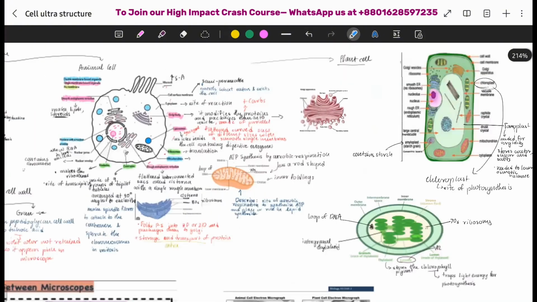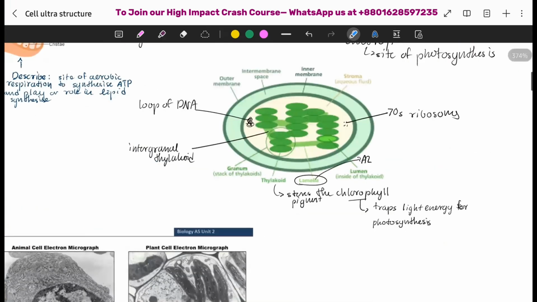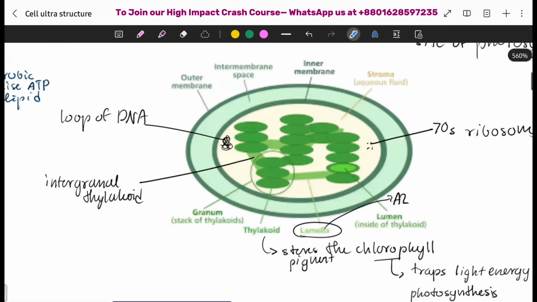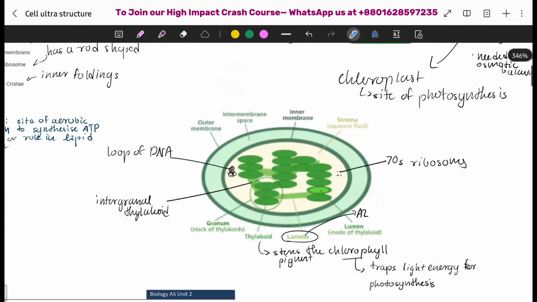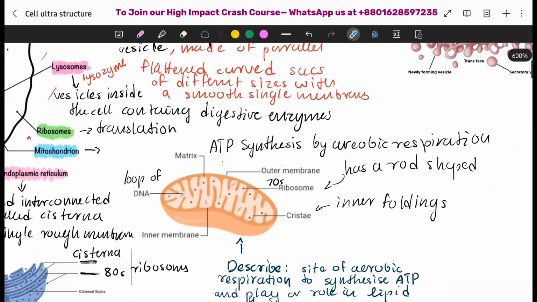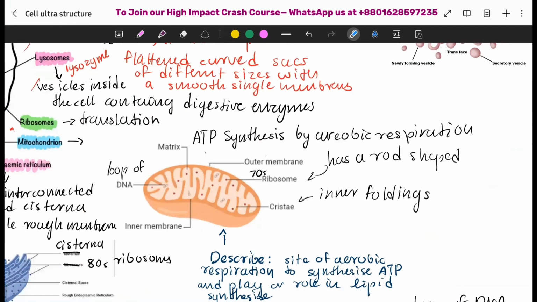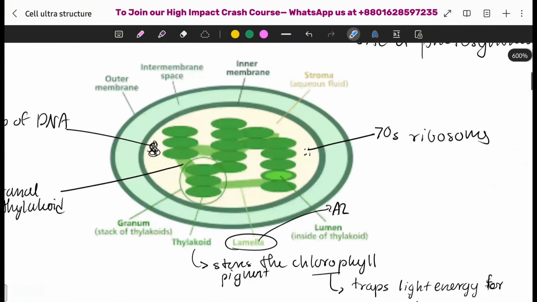Sure, chloroplast structure. Let's get into the depth of the chloroplast structure. We already discussed that chloroplast is a double membrane bound organelle. So it will have two membranes, easily visible: the outer membrane and inner membrane. For mitochondria, the outer membrane was smooth, but the inner membrane was folded inwards, right? But for chloroplast, we can see that both membranes are smooth. None of them are infolded.